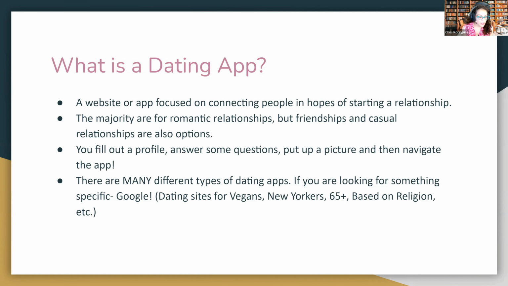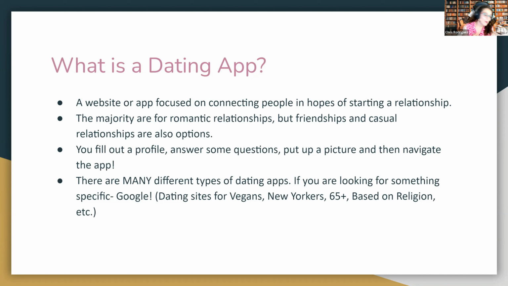The basics of a dating app are that you're going to fill out a profile, your name, your age, simple things, and answer some questions. Sometimes they'll give you prompts like, what's your ideal date, or things like that that would engage people and see how you would match up. You put up a picture and then you're ready to navigate the app.